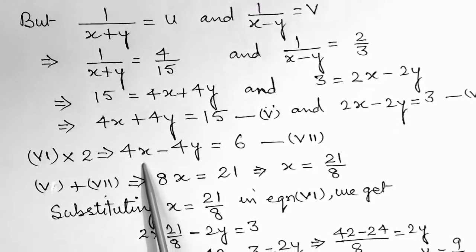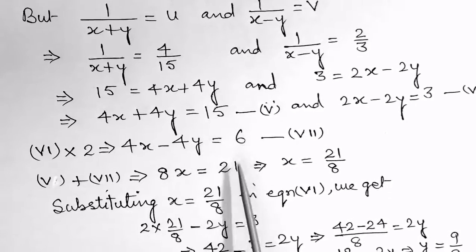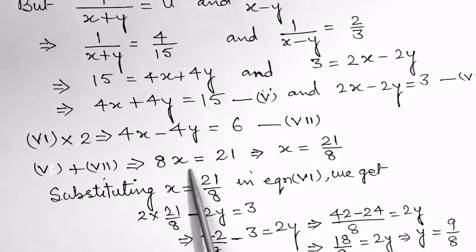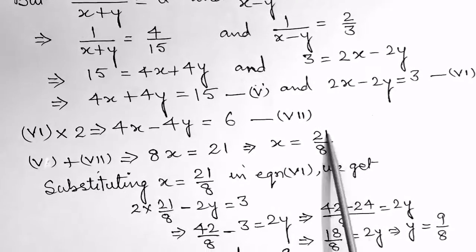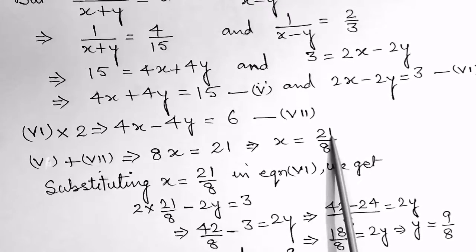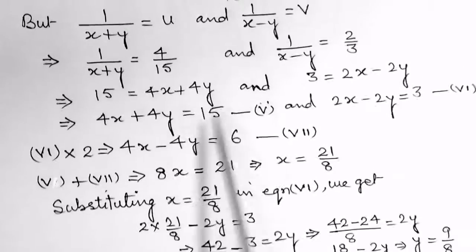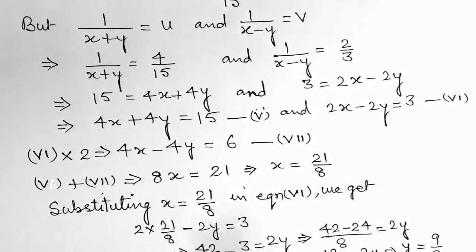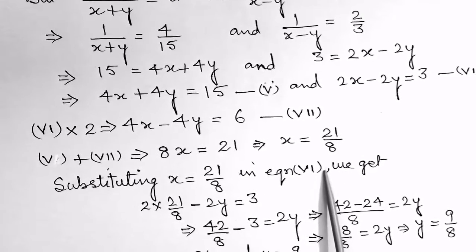4x plus 4x is 8x. And 15 plus 6 is 21. So you are getting 8x is equal to 21. X is equal to 21 upon 8. Now substitute this value of x. Right? Either here in the 5th or 6th equation. I am substituting this in 6th equation.